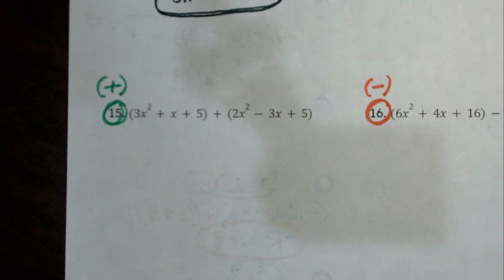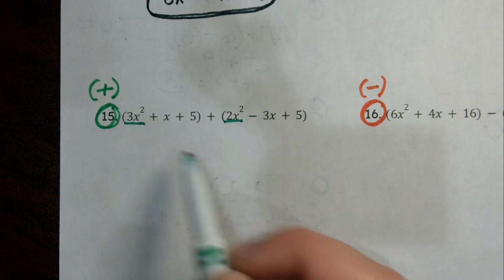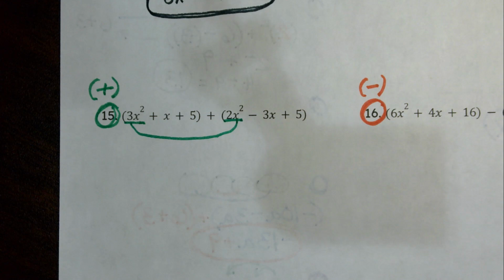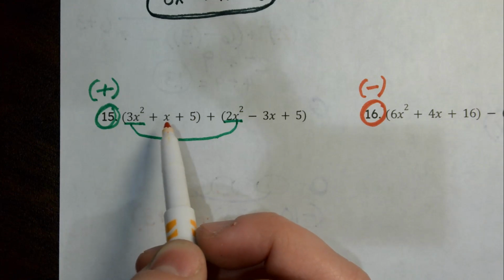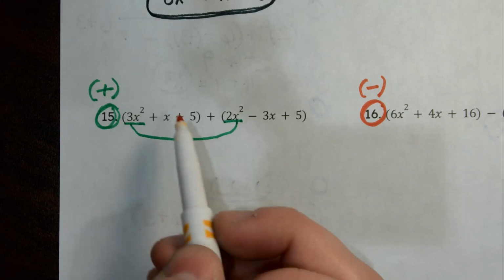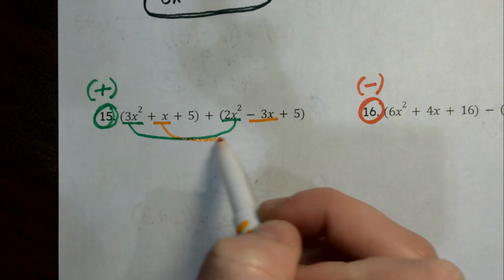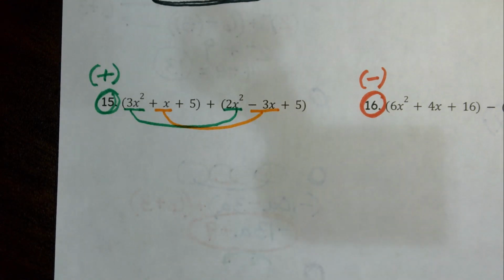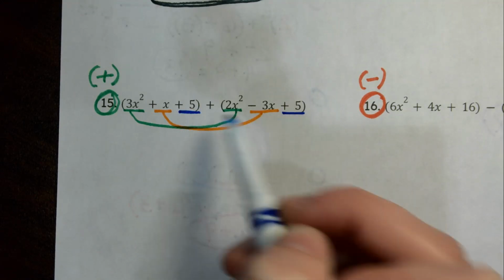Is there anything that I can connect that to? 2x squared. Good. So I'm going to draw a line. I know I'm going to put those together. All right. Next, I have plus x. Do I have any more x's? 3x. Now, make sure we don't forget that sign. It is a minus 3x. So let's combine those. And last but not least, plus 5 goes with plus 5. Great. We're going to connect those.